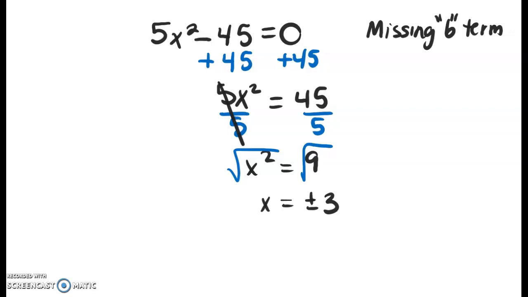I have to keep in mind that plus or minus 3 because you can take 3 and square it to get 9, and you can also square negative 3. Multiply negative 3 by itself, and you do get 9 also. So there are two solutions here. It's positive 3 or negative 3. So our parabola would cross the x-axis at positive 3 or negative 3. So when you're missing the b term, it turns into a simpler problem. And that's how you can do that type of problem.